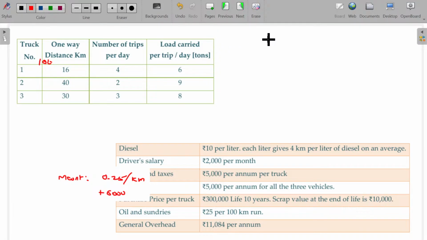Now, trucks 1, 2, 3. One-way distance: 16 kilometers, 40 kilometers and 30 kilometers. Number of trips per day: 4 trips, 2 trips and 3 trips. Find out the total kilometers driven.